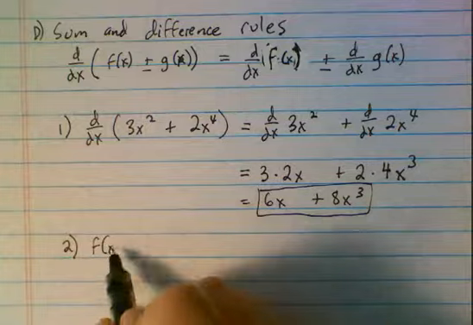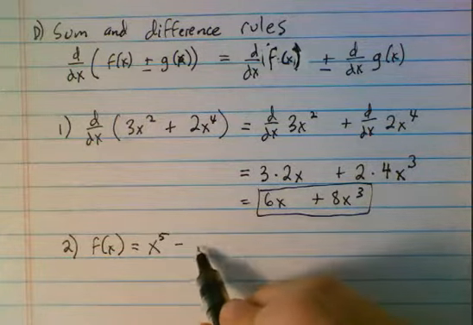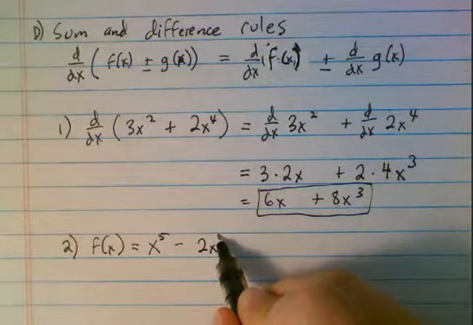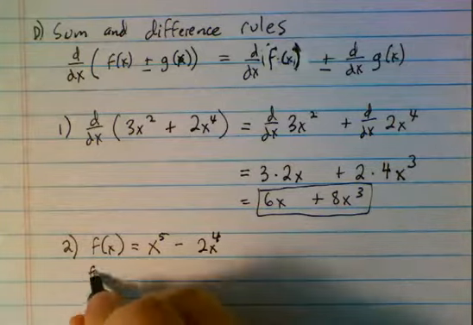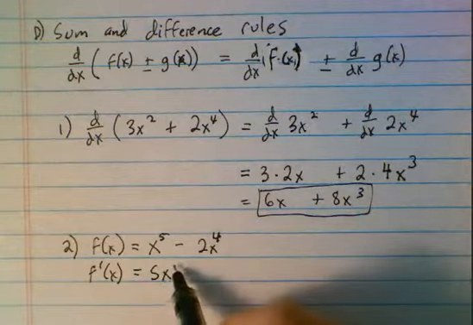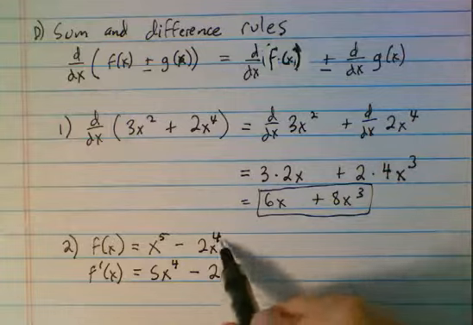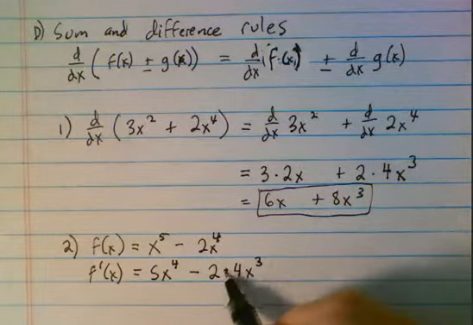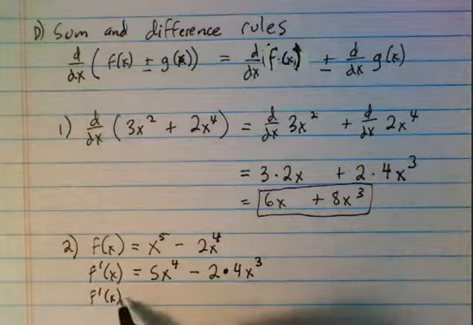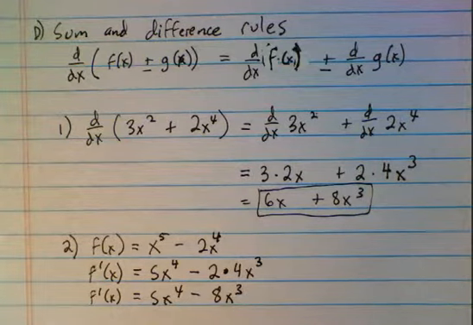If we have something like f of x equals x to the fifth minus 2x to the fourth, then when we're finding the derivative, we just treat them separately. 5x, minus 1 from the exponent, minus the 2, bring down the 4. 4 minus 1 is 3. Voila.